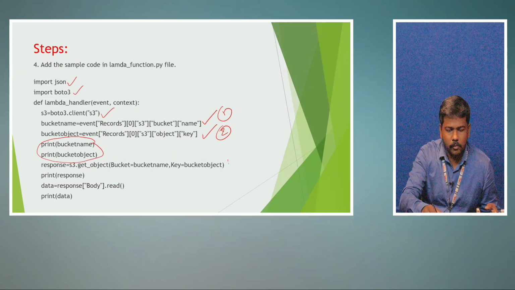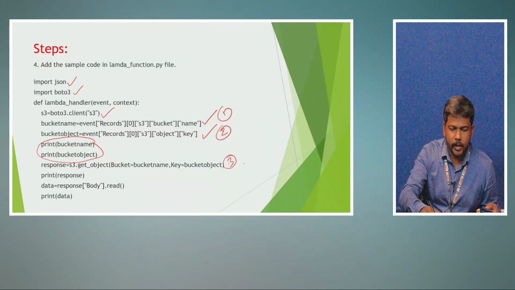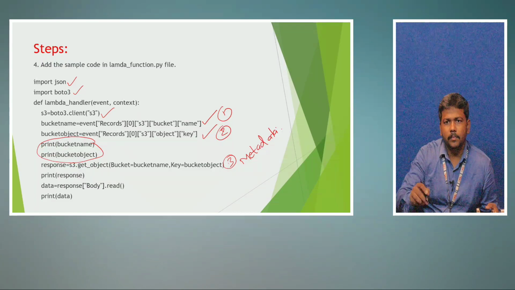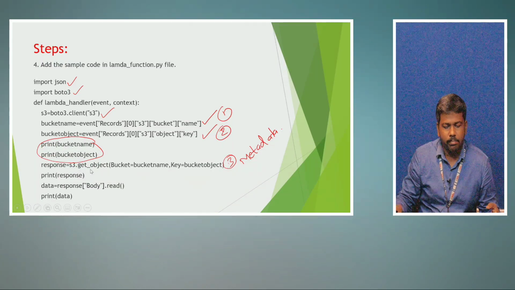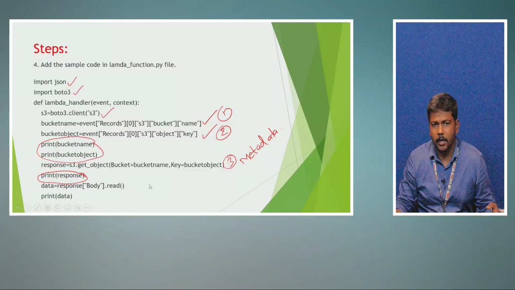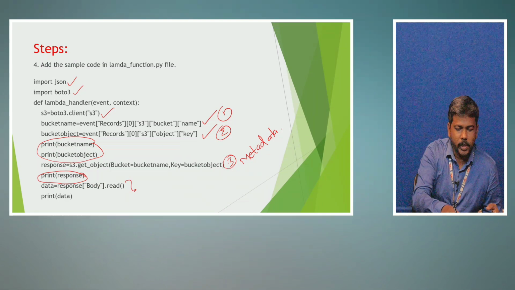The third important point is response equals s3.get_object with Bucket equal to the bucket name and Key equal to the bucket object. The meaning of this line is that it will retrieve the metadata. And finally I am printing the metadata here.